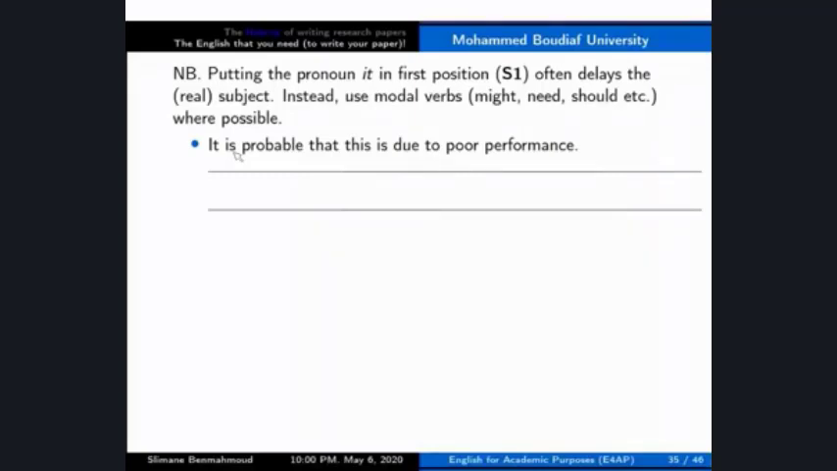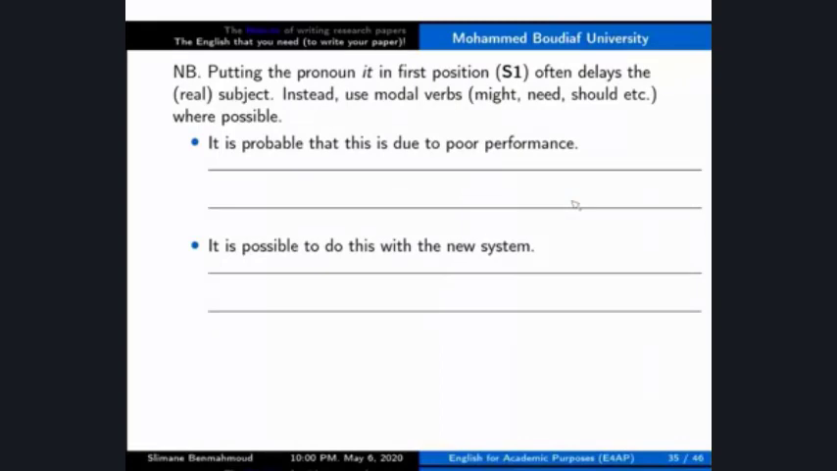It is probable that this is due to poor performance. This can be rewritten in a more convenient way. We read it again: it is probable that this is due to poor performance. So we can say this could be due to poor performance. Another example, it is possible to do this with the new system.